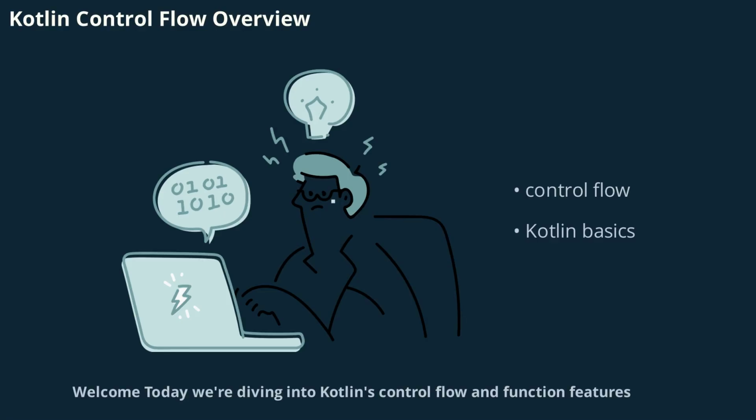Welcome. Today, we're diving into Kotlin's control flow and function features. Kotlin is known for its expressive syntax and modern approach to programming. We'll explore how if, when, and for loops work, and see why Kotlin's control flow is both powerful and concise. We'll also break down functions, including lambdas, higher-order functions, and more.